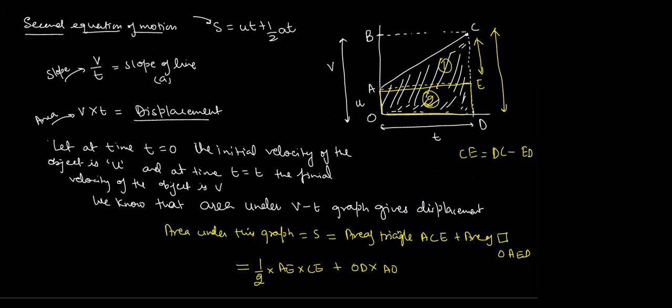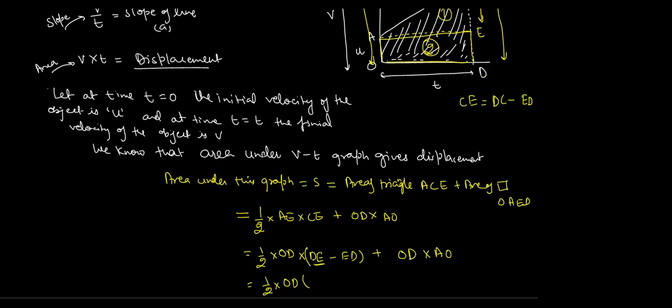DC is equal to OB. So in place of DC, we can write OC minus, in place of ED, I can write AO, plus OD into AO. Now you have to write the values of everything.